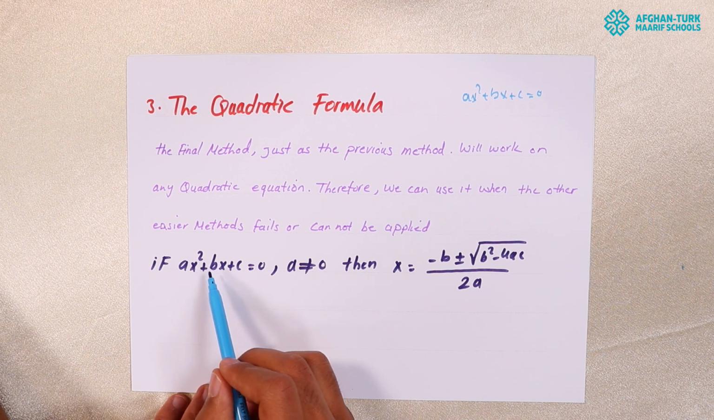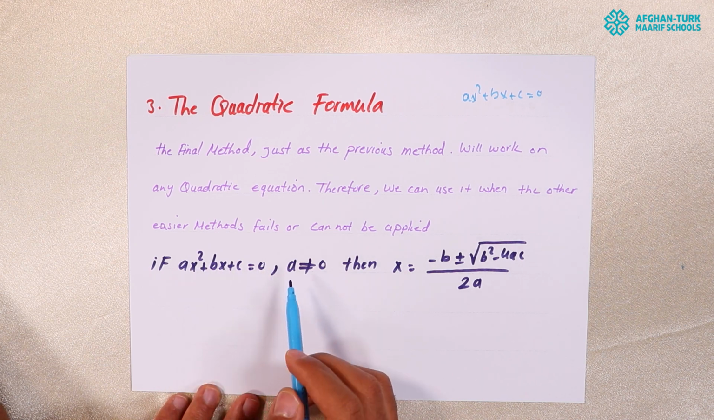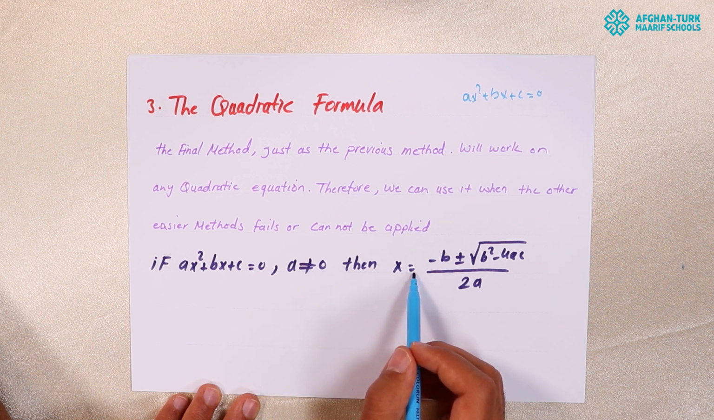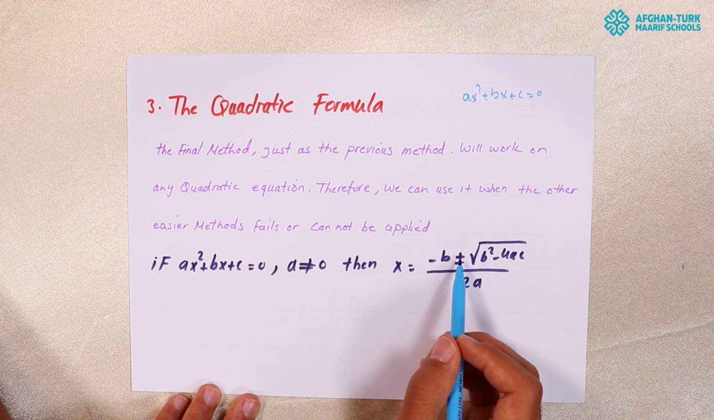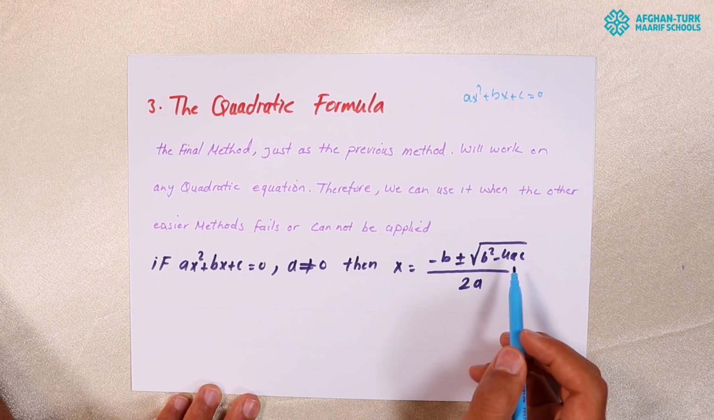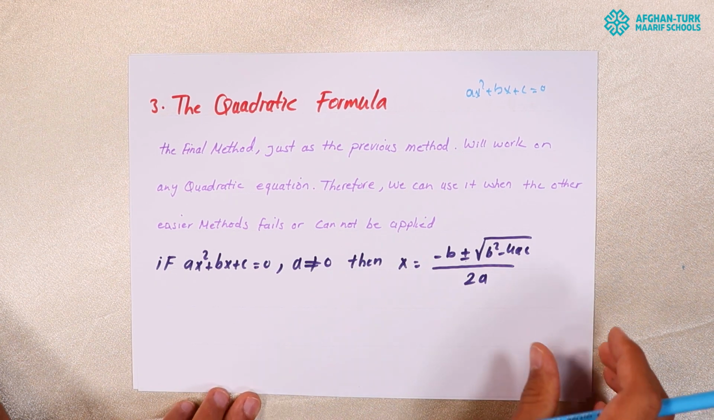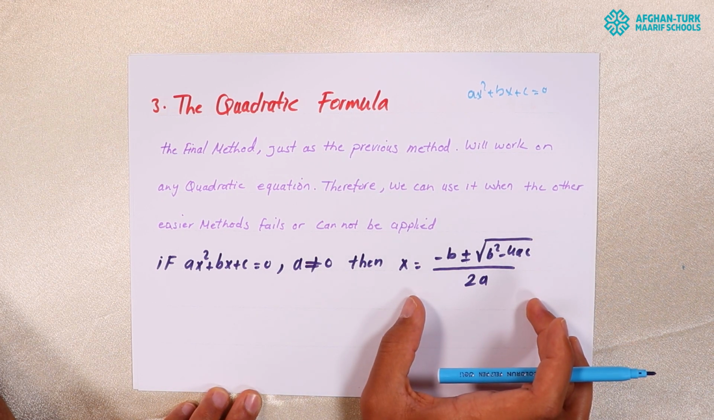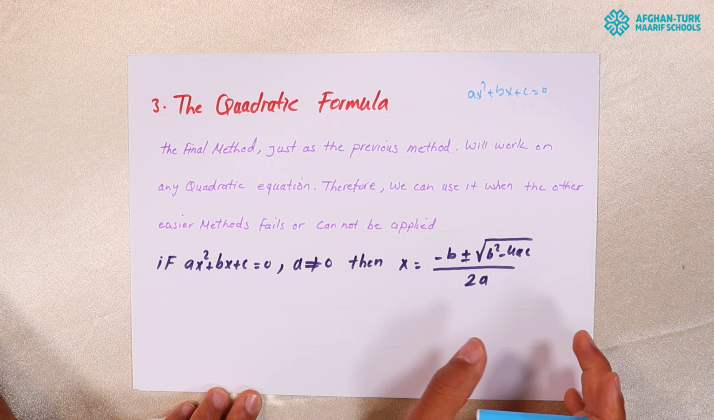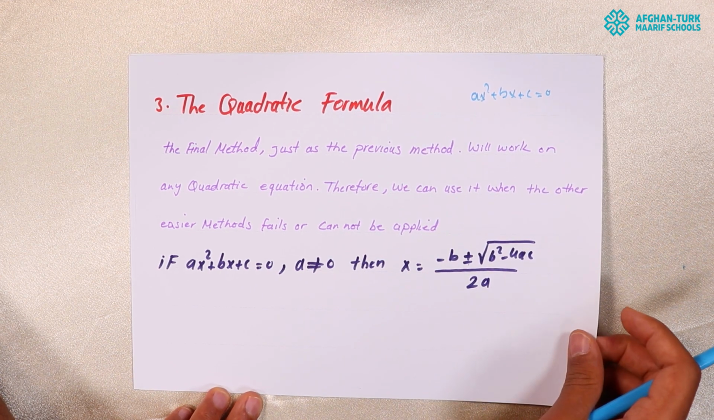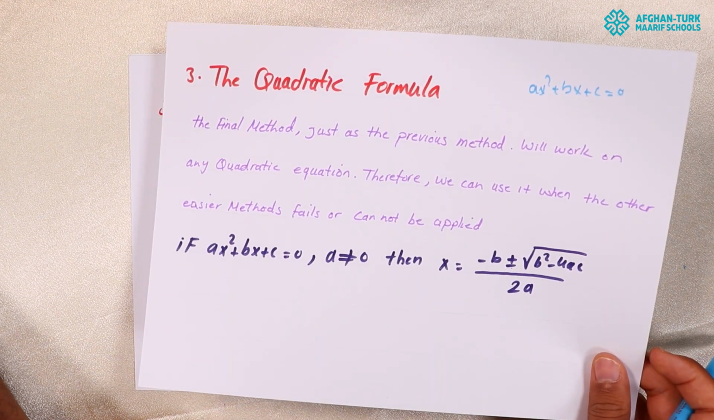If ax squared plus bx plus c is equal to 0, where a is not equal to 0, then x will be equal to minus b plus or minus the square root of b squared minus 4ac, over 2a. Don't panic, it's not a big deal, it's not a hard method for solving this kind of equation. I will open it up and explain it.